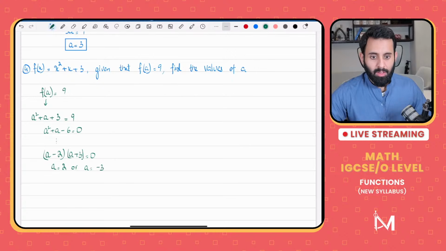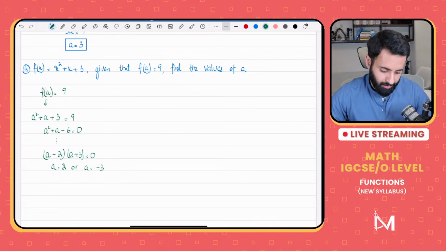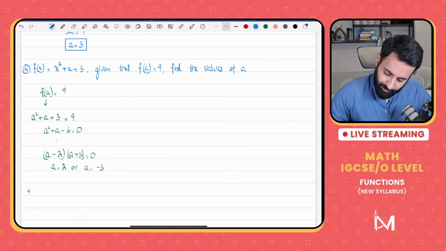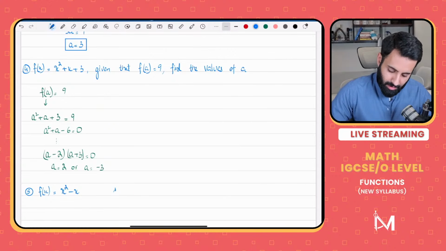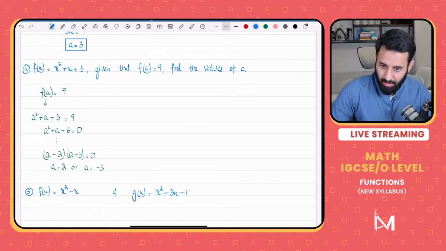Now, let's do another question. So now we're given 2 functions. Let's say we're given f of x equals x squared minus x, and we're given g of x equals x squared minus 3x minus 12.